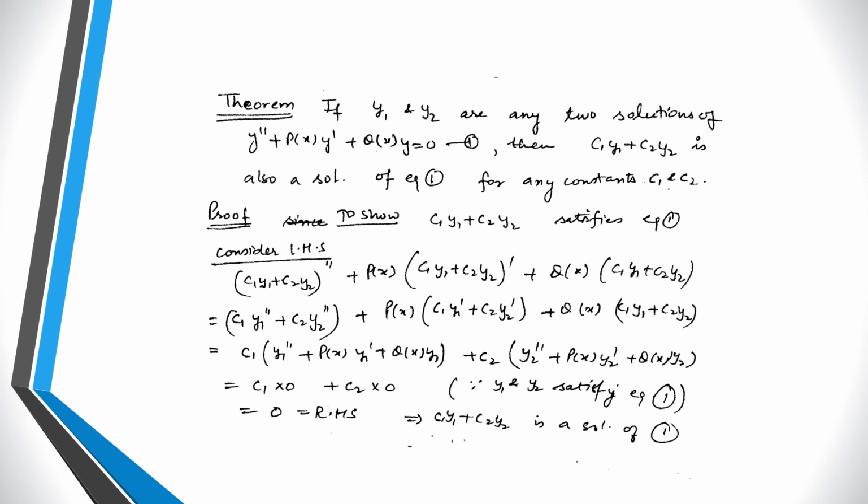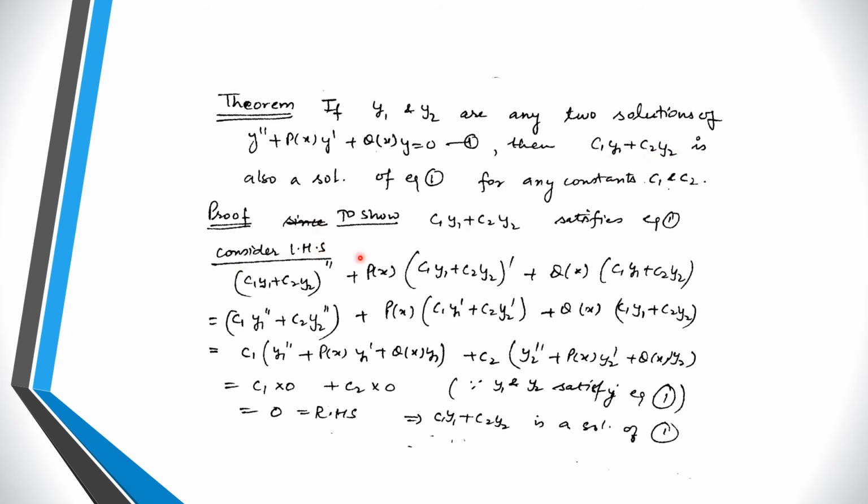Now the next theorem says that if y1 and y2 are any two solutions of the homogeneous second order linear differential equation, then their linear combination is also a solution of equation 1 for any constants c1 and c2. So if y1 and y2 are two solutions of this equation, they satisfy equation 1. So y1 double prime plus p(x) y1 prime plus q(x) y1 is 0, and y2 double prime plus p(x) y2 prime plus q(x) y2 is 0. We require to show that c1 y1 plus c2 y2 is also a solution, meaning it satisfies equation 1.